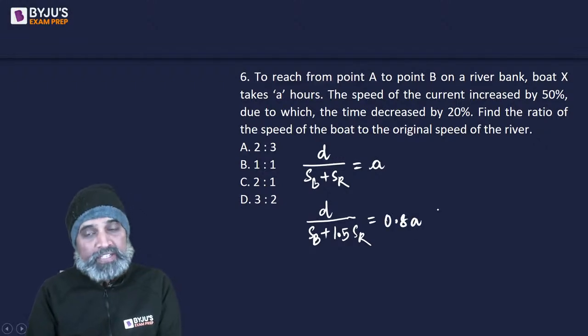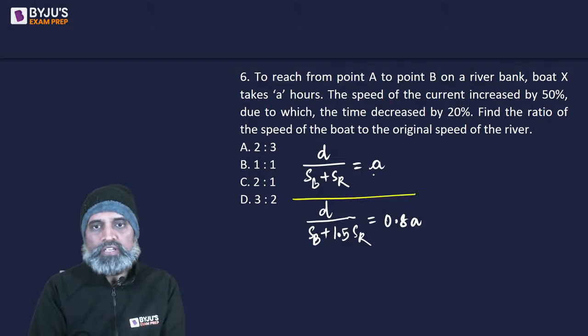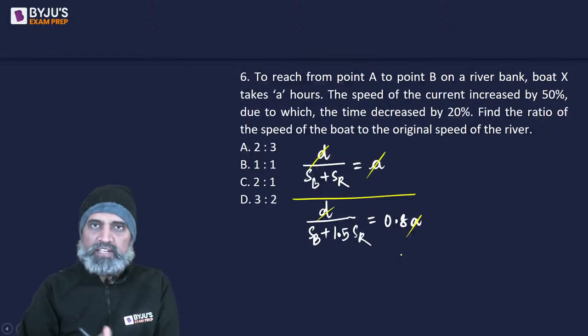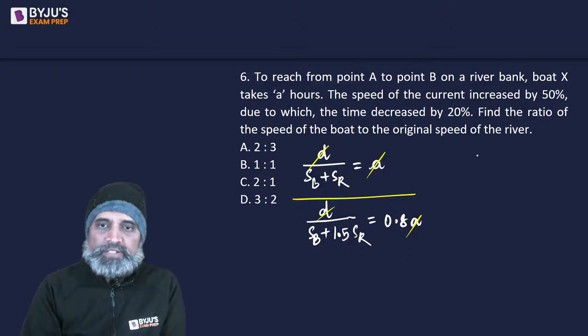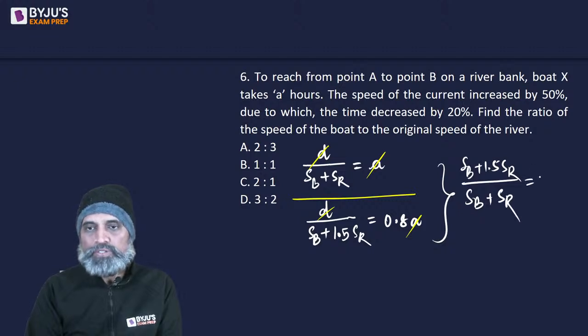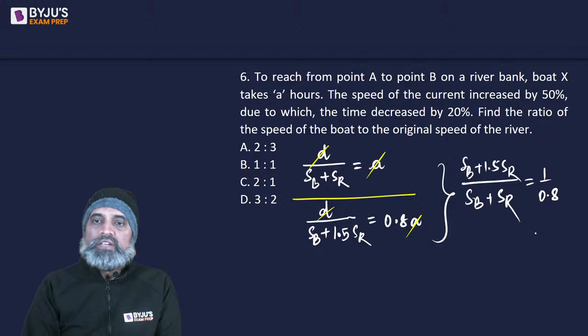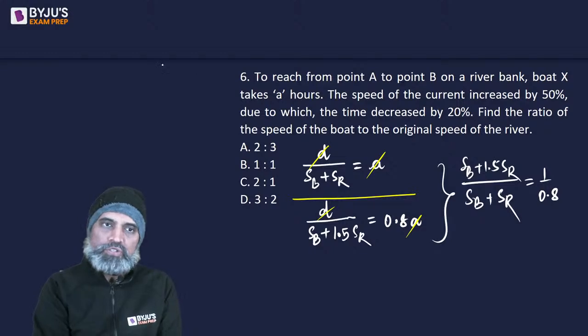So I'm using multiplying factors. Now, if I want to find out the speed of the boat and river, all I have to do is divide this thoroughly, so that D and D cancels out, A and A cancels out. Everything is in terms of only SR and SB, speed of boat, right? So what we will see is SB plus 1.5 SR whole divided by SB plus SR, and that will be equal to 1 by 0.8. 1 by 0.8 can be written as 5 by 4, right? So let's solve this.